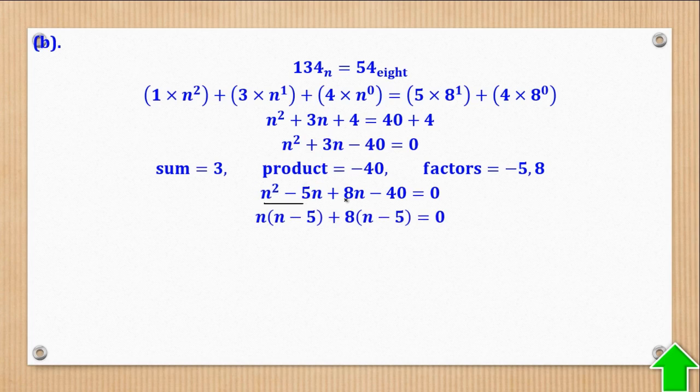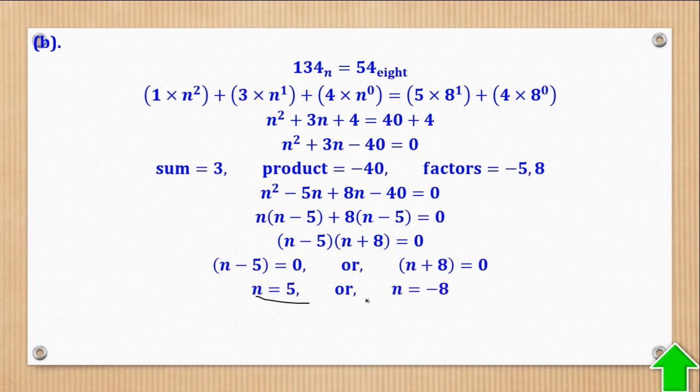Then pair each, get each pair. So this one alone, the common factor is n, so you come up with n minus 5. This one here, the common factor is 8, so you come up with 8 in brackets n minus 5. Then this is the same as this, so pull it out and you remain with n plus 8. So that means that n minus 5 is equal to 0, or n plus 8 is equal to 0, giving us n equal to 5 or n equal to negative 8. But because it was a base, it implies that n is not negative. So the value they want is n equal to 5.